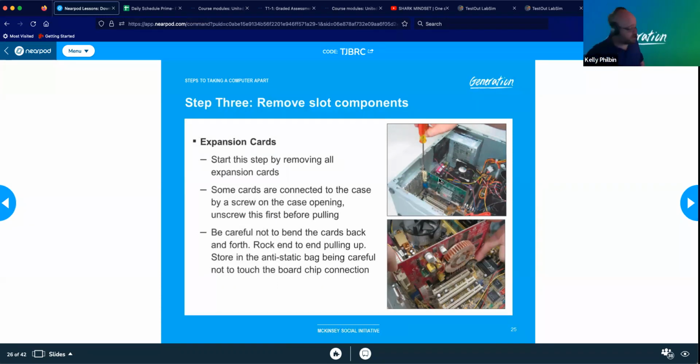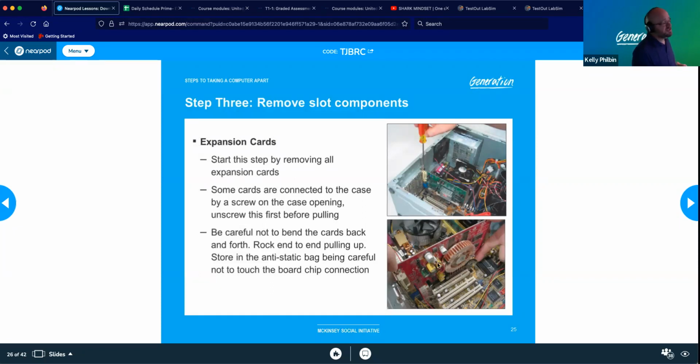Now, when removing the card, if the card is sitting in like this, we do not rock it side to side like that. That's a really good way to snap the pin or snap the card. We want to rock it edge to edge if we have to wiggle it. So not back and forth, edge to edge if we need to. That'll prevent damage to the card. Same holds true for RAM modules, things like that.